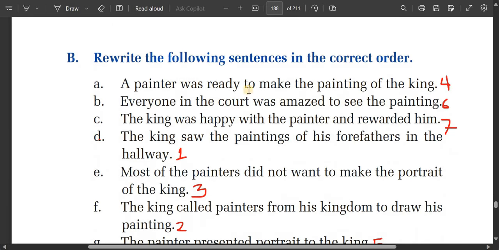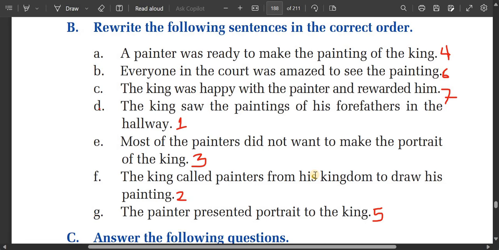Now, rewrite the following sentences in the correct order. We should order these sentences according to the story. So number one, the first one, the king saw the paintings of his forefather in the hallway. This is the first. Second, the king called painters from his kingdom to draw his painting.